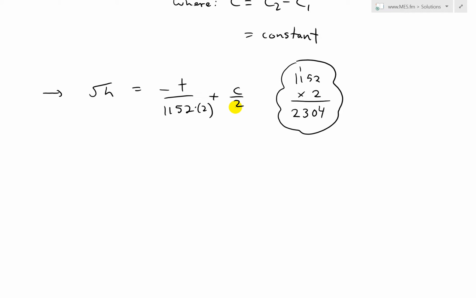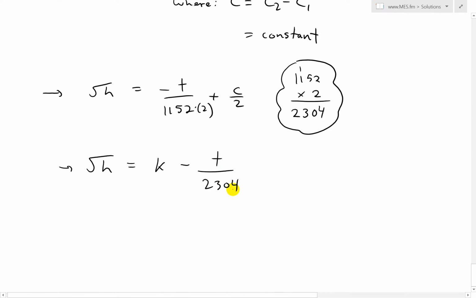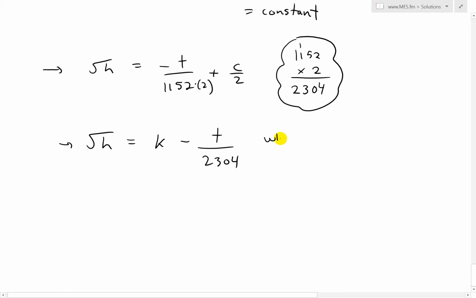So what we end up getting is the square root of h is equal to, and then I'm going to move this over, actually I'm going to remove this here, k on this side, and then just move the negative on the other side. It's just neater like this. 2304, where k is just equal to c over 2, and this is a constant as well.